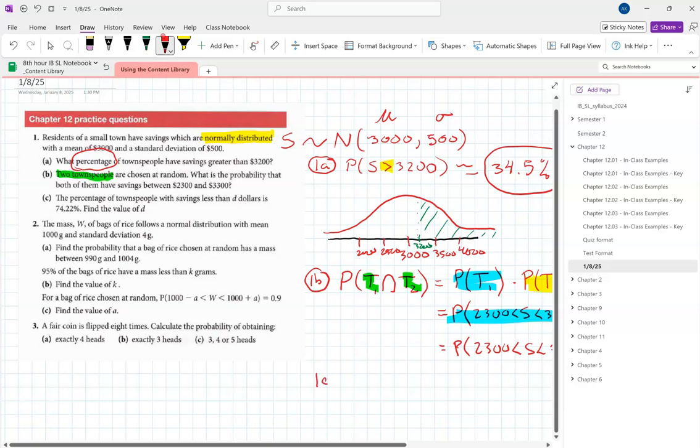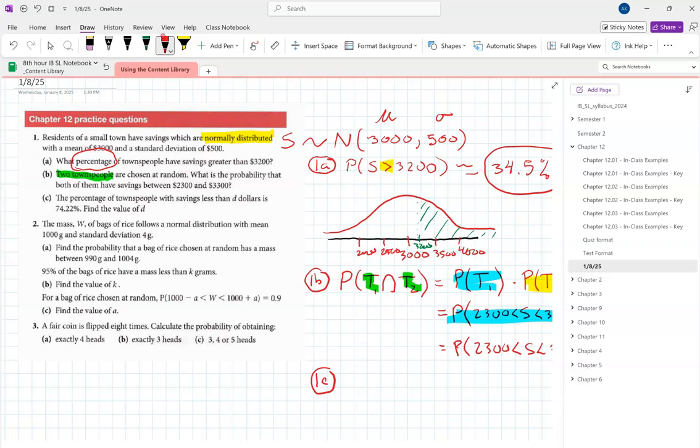Okay. The next one says the percentage of townspeople with a savings less than D dollars is 74.22%. Find the value of D. So if I write this as a probability statement, I'm saying this.